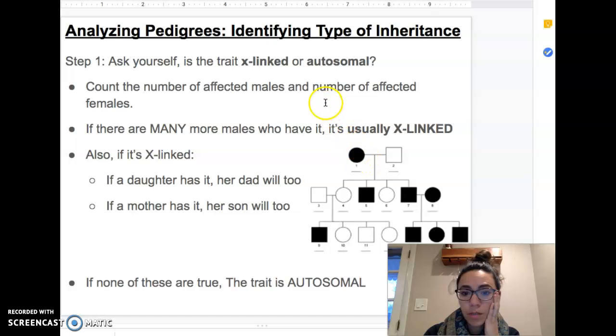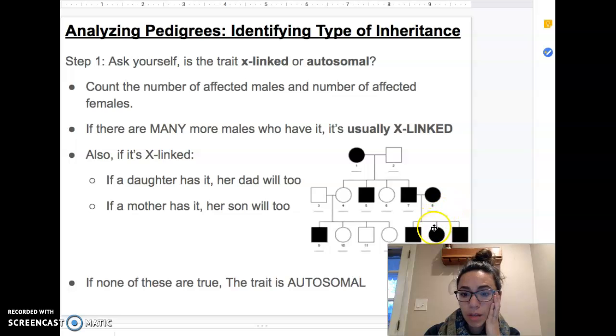This daughter has it, and we don't know if her dad does because her dad's not on here either. So let's keep looking. If a mother has it, her son will too. So this mother has it, both of her sons have it. This mother has it, both of her sons have it. So that means this trait is X-linked because there's more males that have it.